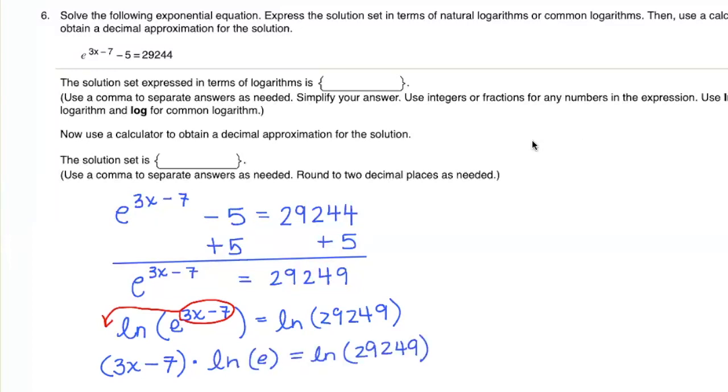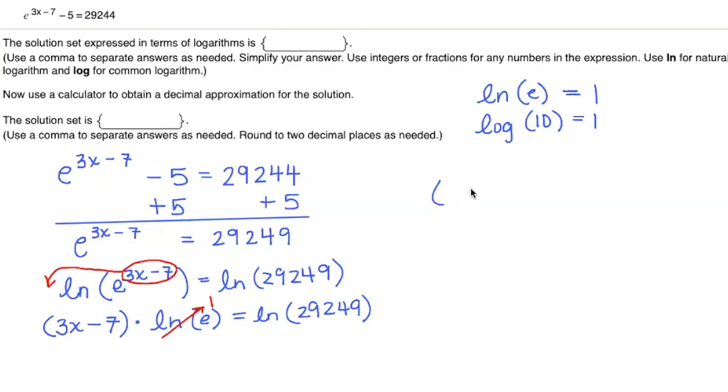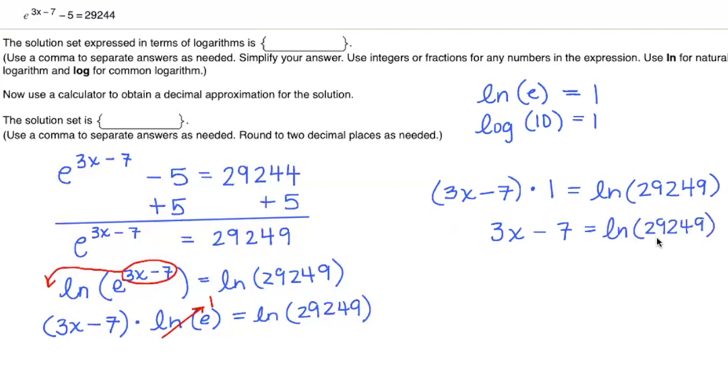So hopefully by now you have started to memorize some basic log facts. The natural log of e is 1. The common log of 10 is also 1. In this case, I do have natural log of e, so I'm going to let that become 1. This gives me 3x minus 7 times 1 equals the natural log of 29,249. Multiplying by 1 doesn't change anything, so really I just have 3x minus 7 equals natural log. And now I would do my equation solving procedures. So I would add 7 first, then I'm going to divide by 3.